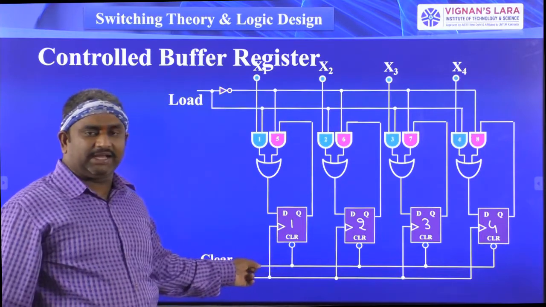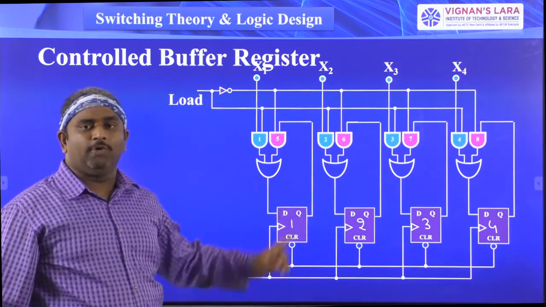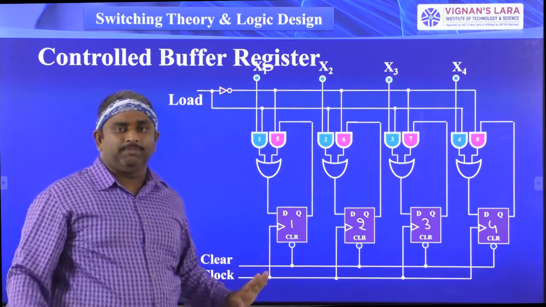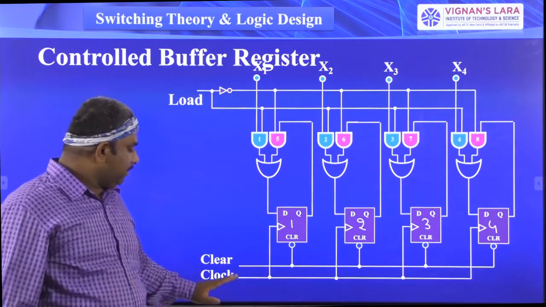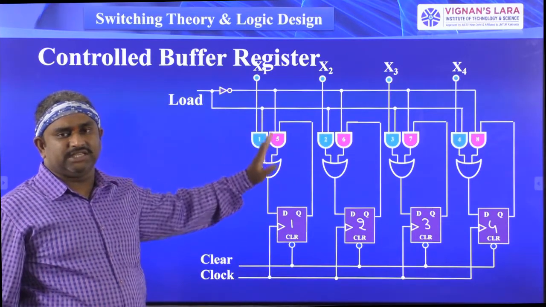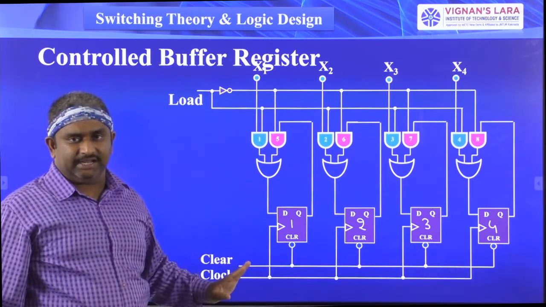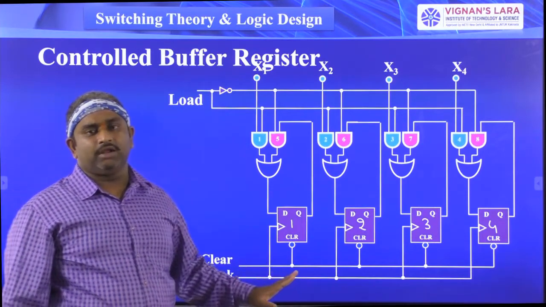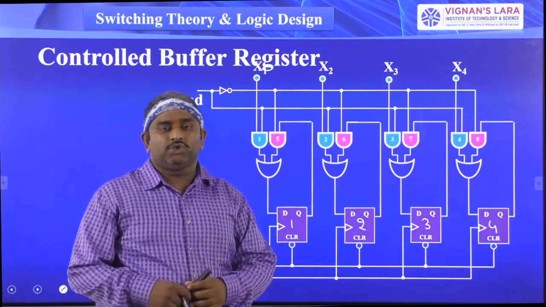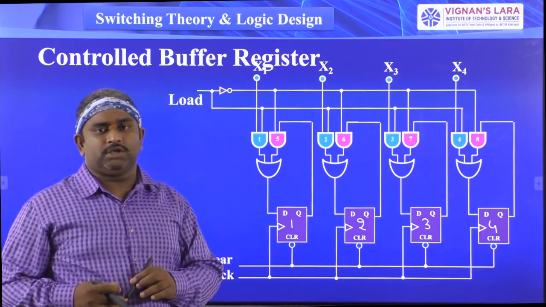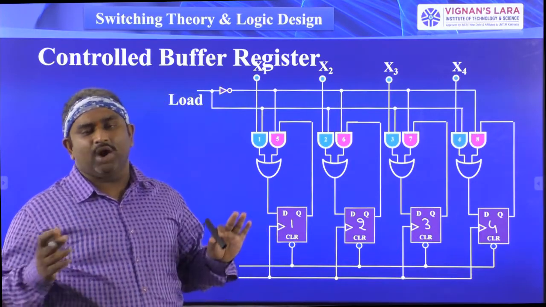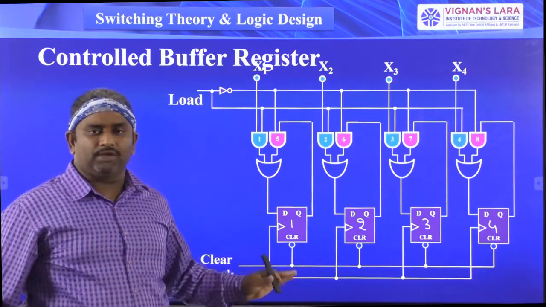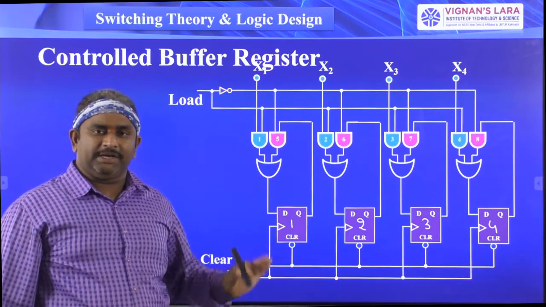So when you are giving the clear signal, automatically the output of the D flip-flop is equal to 0. It is not related to the clock signal. So see here, the clock signal and the input signals, these all are called synchronous signals, whereas clear, reset, preset, these three inputs are asynchronous inputs. So when you are giving these inputs, whatever the clock signals, whatever the input signals, they won't work.